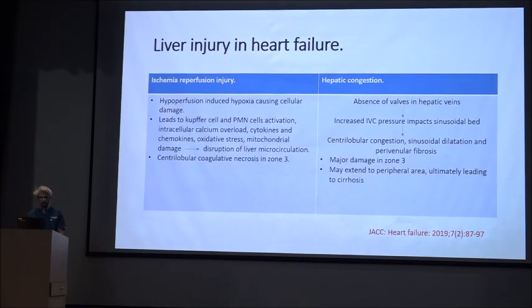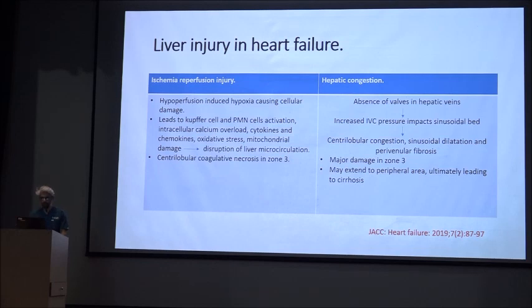Firstly, we'll move on to how the liver is affected in presence of heart failure. Although we don't get many patients in our setup, it's worthwhile knowing this. There are two mechanisms involved: one is ischemia reperfusion injury and the other is hepatic congestion. Reperfusion induced after hypoxia can cause cellular damage in patients with heart failure. This can lead to activation of Kupffer cells, neutrophils, intracellular calcium overload, cytokine and chemokine activation, which ultimately leads to disruption of the liver microcirculation. This majorly occurs in zone 3 of the liver.